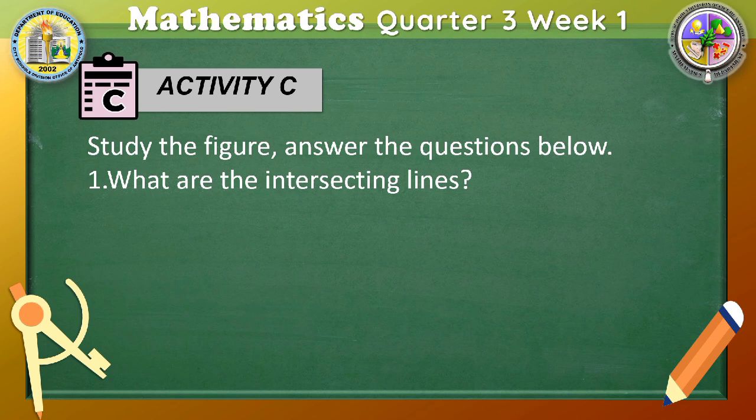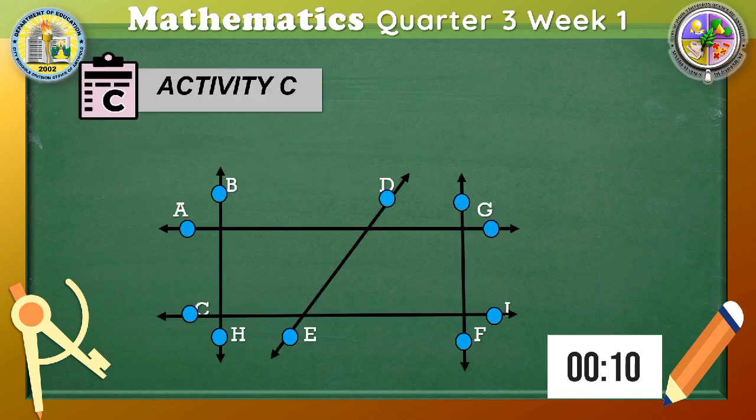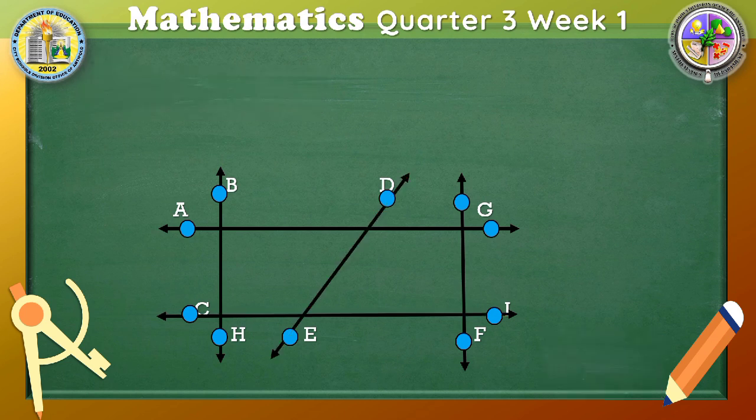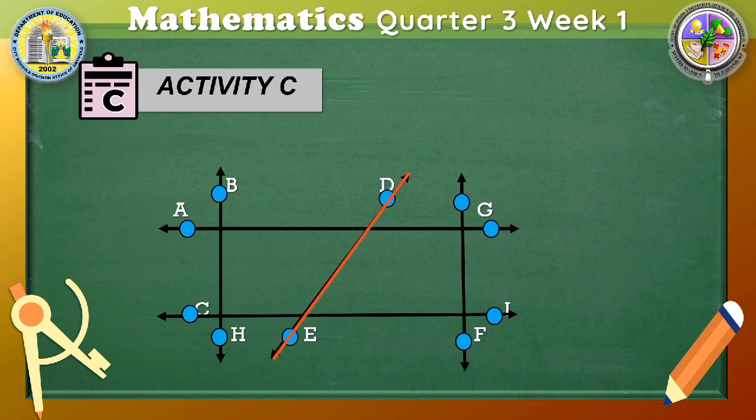What are the intersecting lines? Look at the figure. Let's check your answer. Line DE and line CJ. Very good. You got the correct answer. Another one, line DE and also line AG. Those are examples of intersecting lines. Let's proceed to the next question.